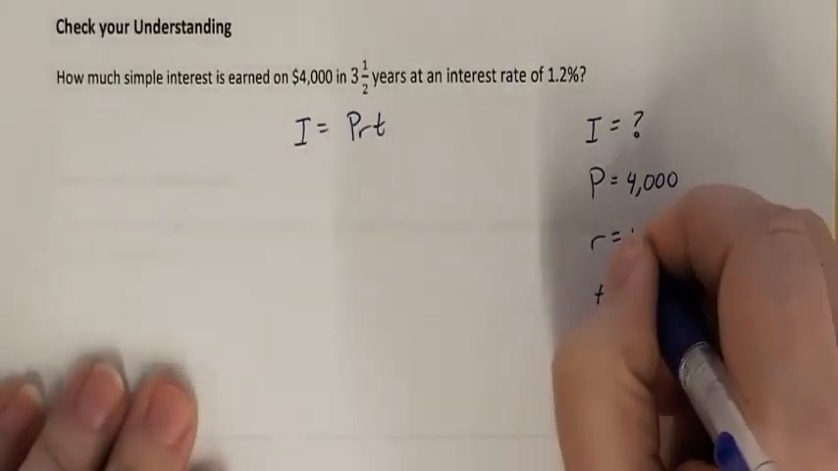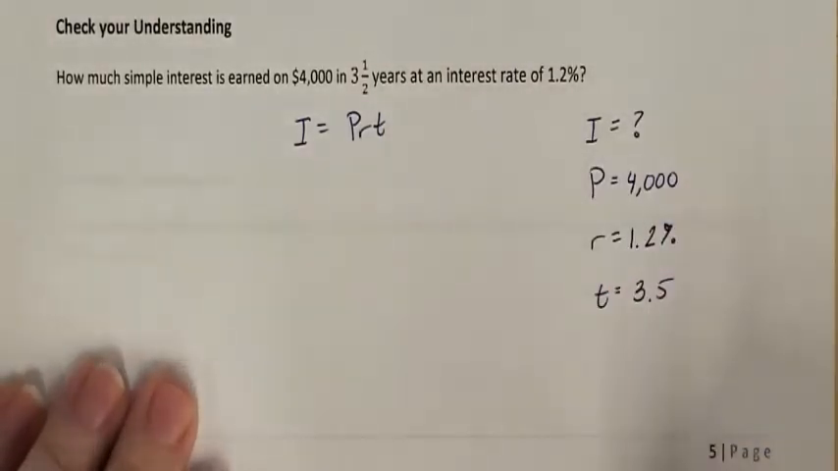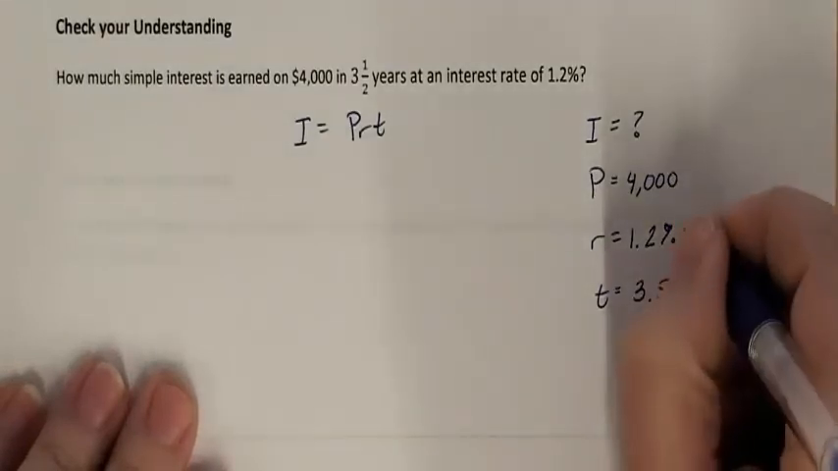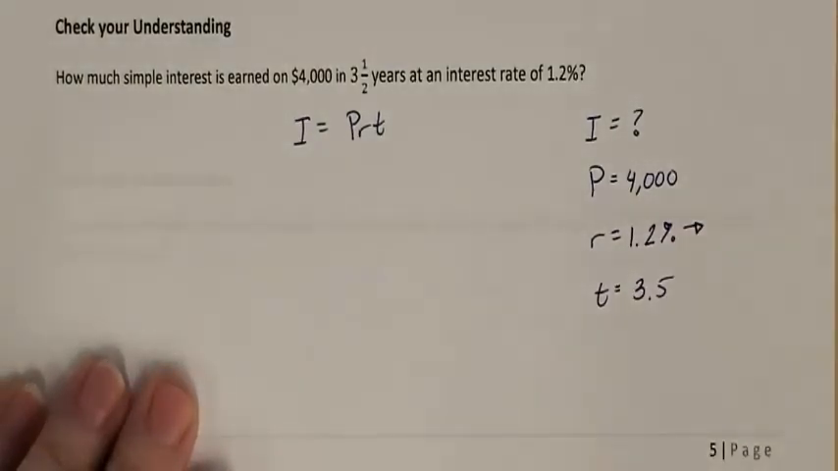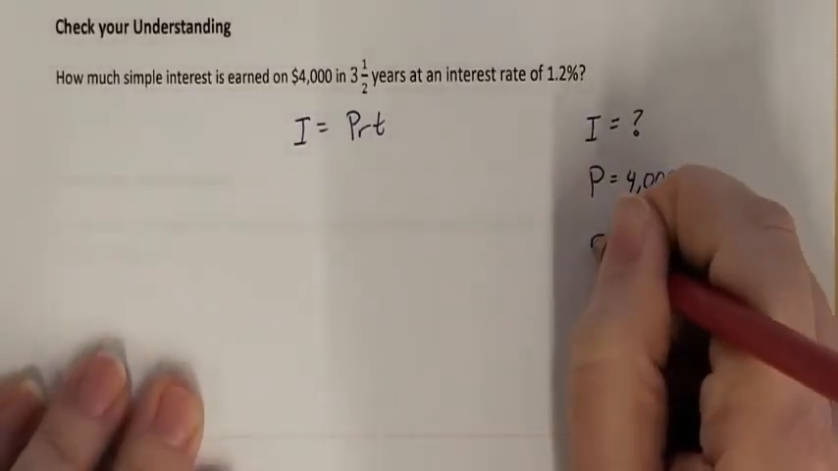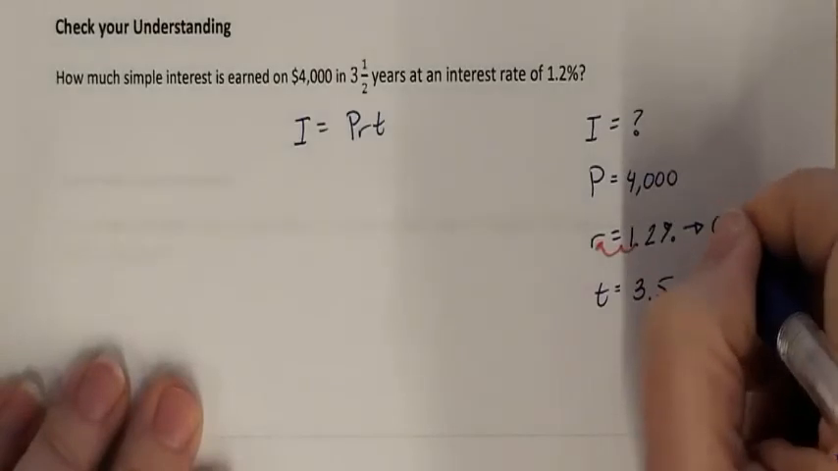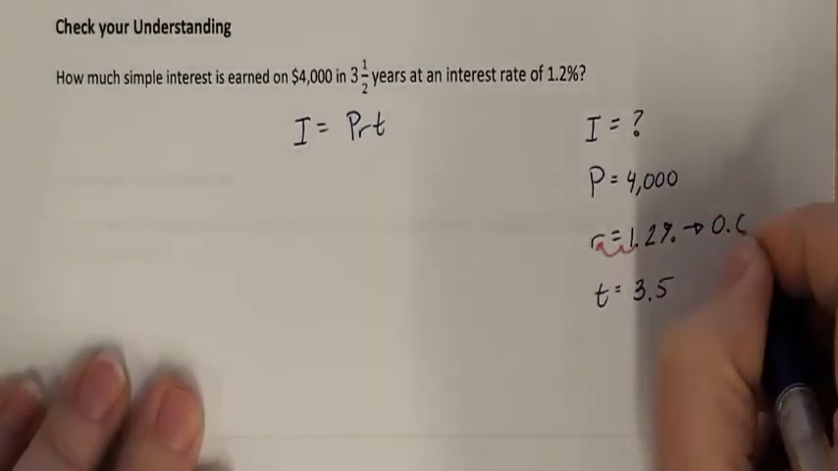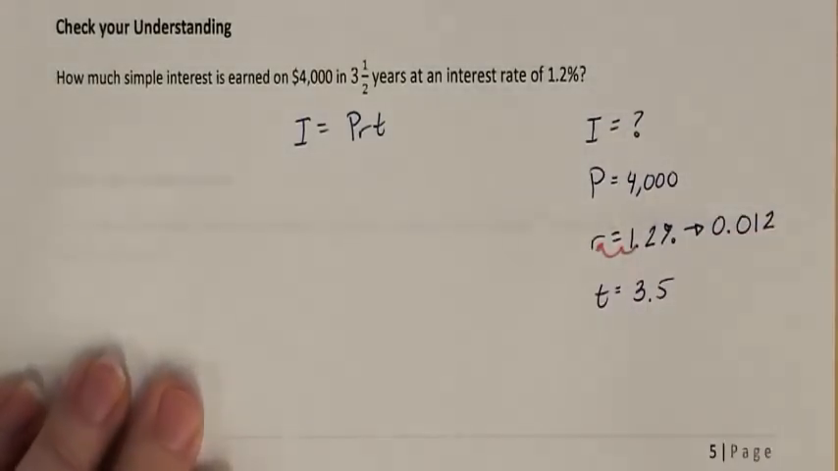The interest rate is 1.2%. All right, well that needs to be changed into a decimal. Remember to change percents to a decimal. You take the decimal and you move it over 2 spaces to the left. So this is 0.012. So that's my decimal.